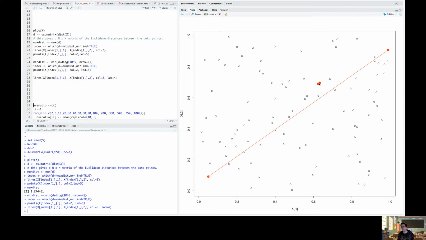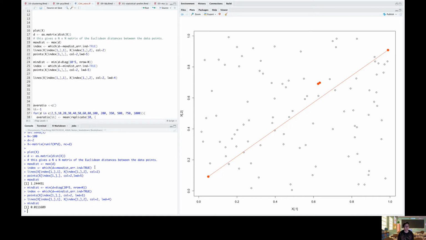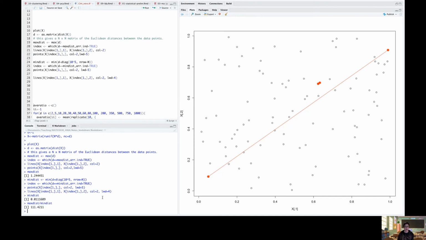Let's find the 2 points that are closest together here. So that's these 2 points here, and they are 0.01 units apart. So let's take the ratio of these two things, the maximum distance divided by the minimum distance. Max dist divided by min dist. So there's a ratio there of 111. The maximum distance is 111 times bigger than the minimum distance.